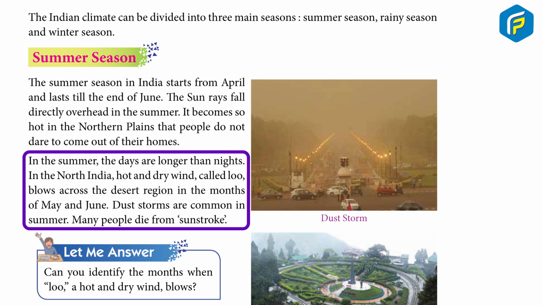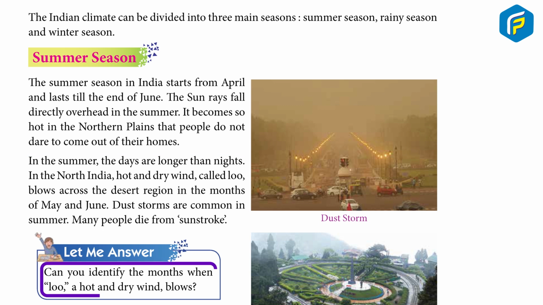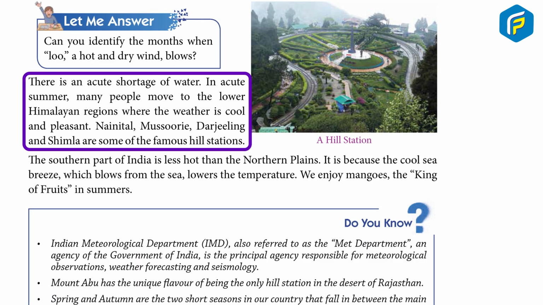In North India, a hot and dry wind called Lu blows across the desert region in the month of May and June. Dust storms are common in summer. Many people die from sunstroke. Let me ask: can you identify the month when Lu, a hot and dry wind, blows? There is an acute shortage of water.